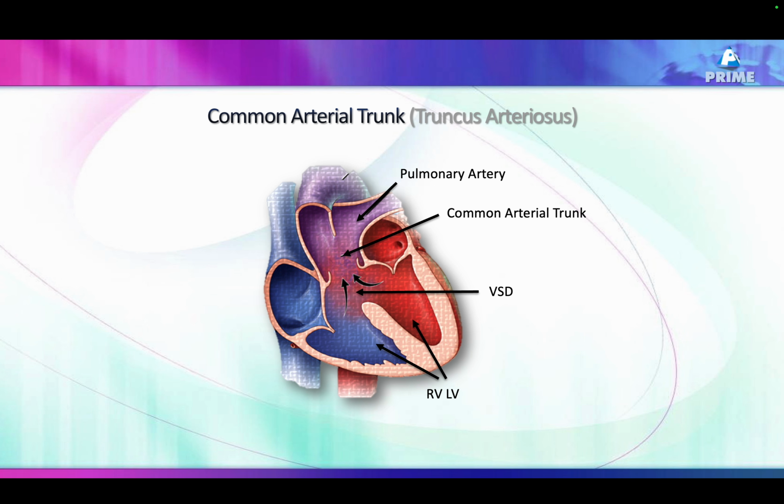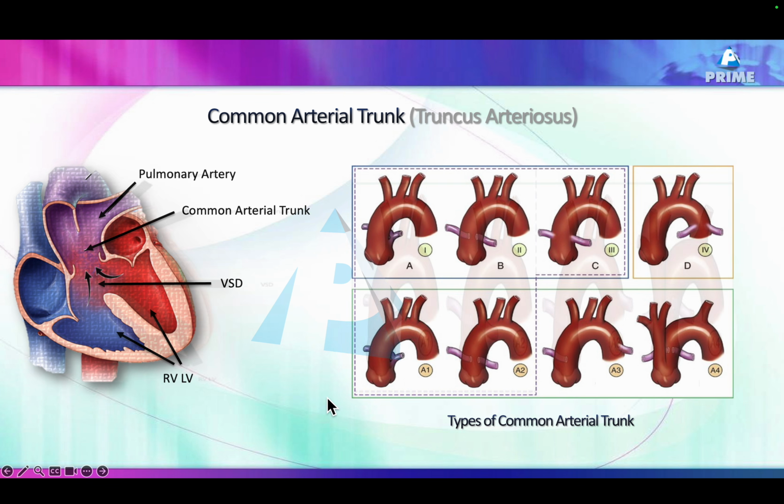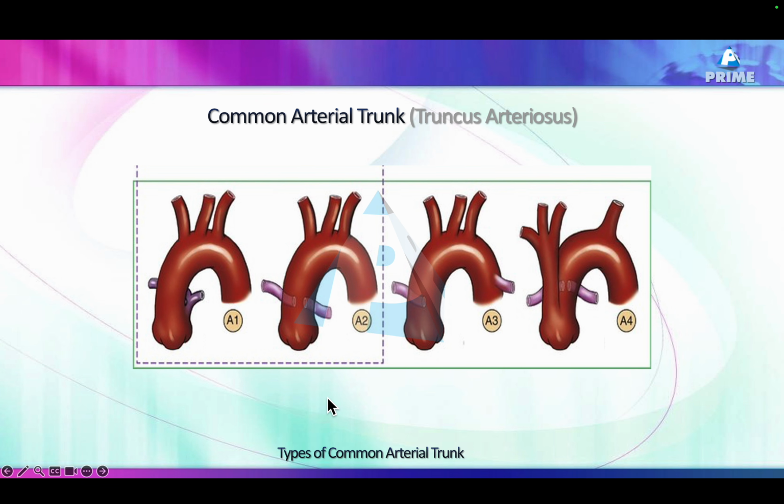So again, coming back to the same, once we have made a diagnosis that this is a common arterial trunk, the next step is what type of common arterial trunk. Common arterial trunk has two classifications, the old one and the new one. That classification is based on the outcome. Type A1 is where you do have a main pulmonary artery, and the branches of the pulmonary artery come from the main pulmonary artery.